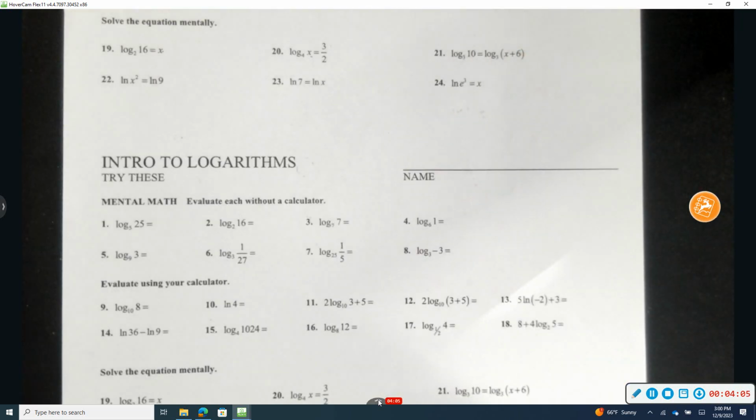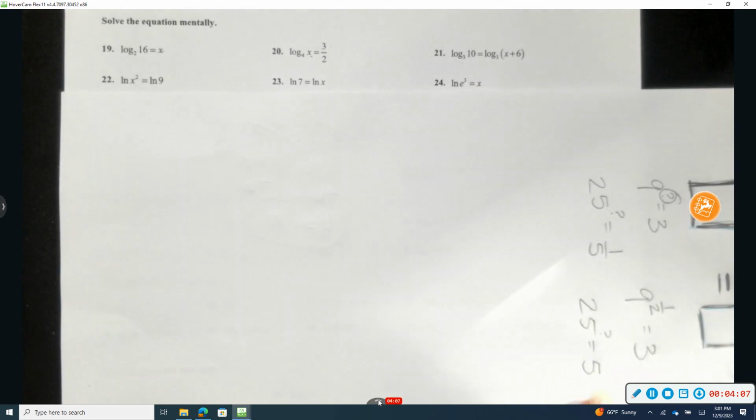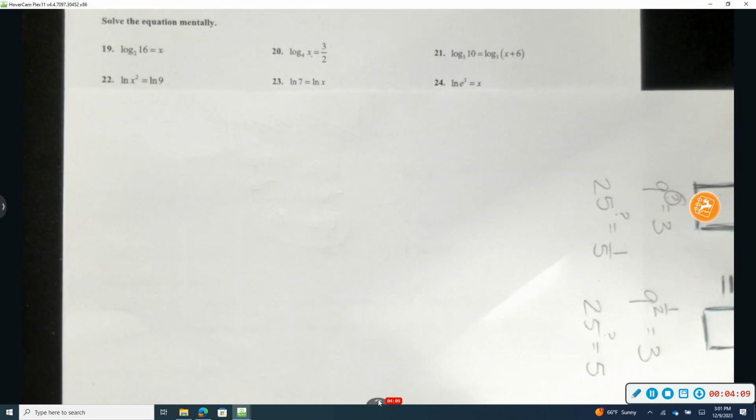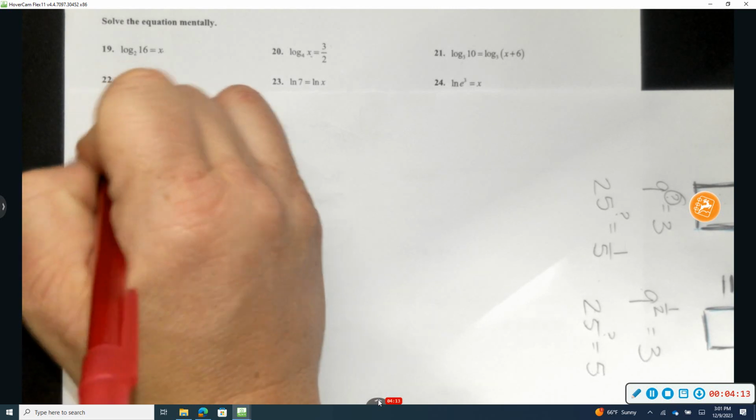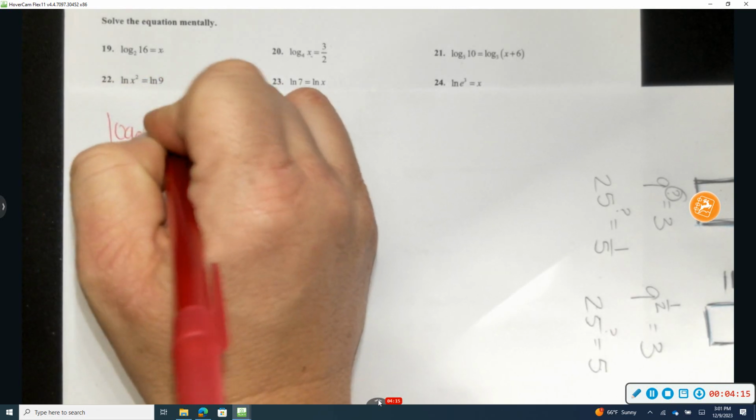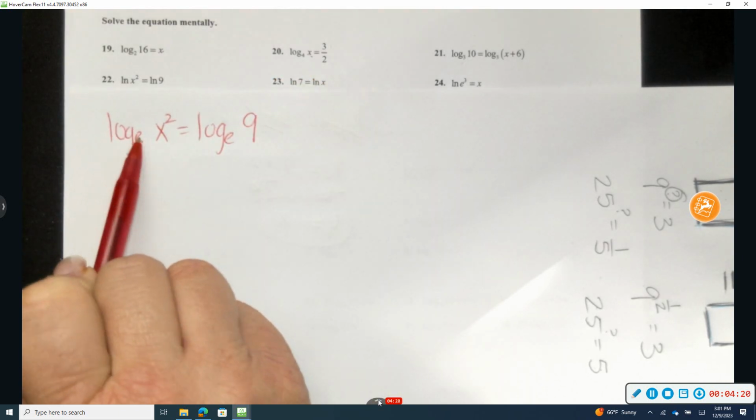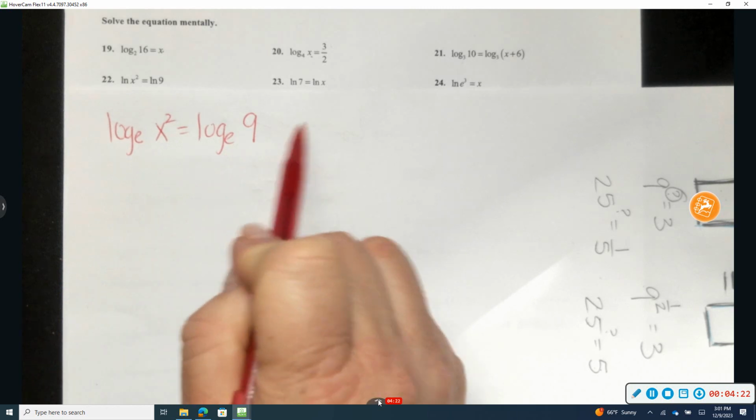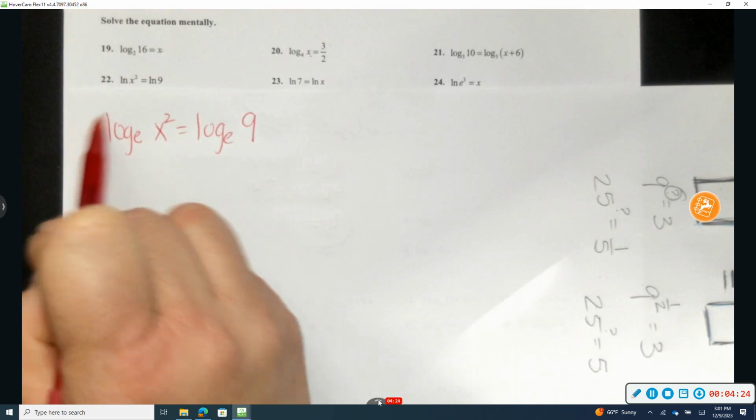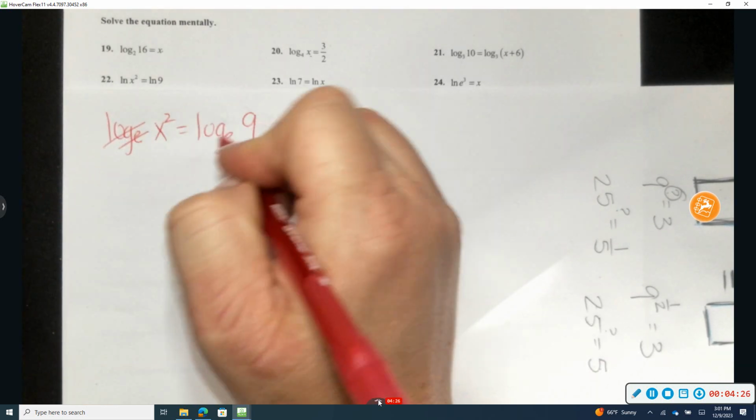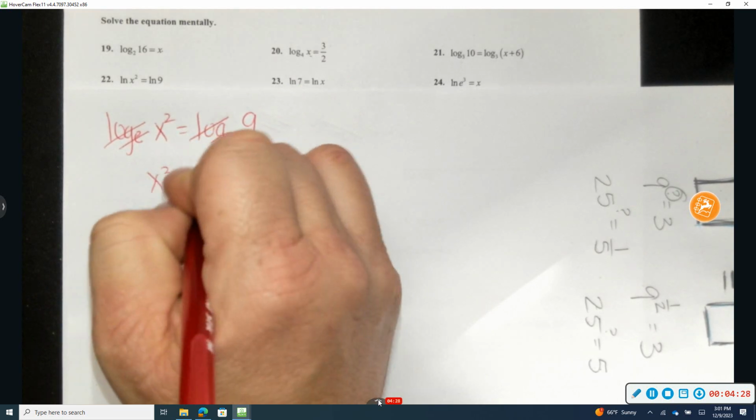Let's take a look right now at number 22. Okay, number 22 is just like number 21, because remember, ln is just log base e. So if you prefer, you can rewrite it like this. When we have the same log base number on both sides, and there's no additional plus 2 or in front plus 4, the shortcut is we get to cancel these out and bring down x squared equals 9.